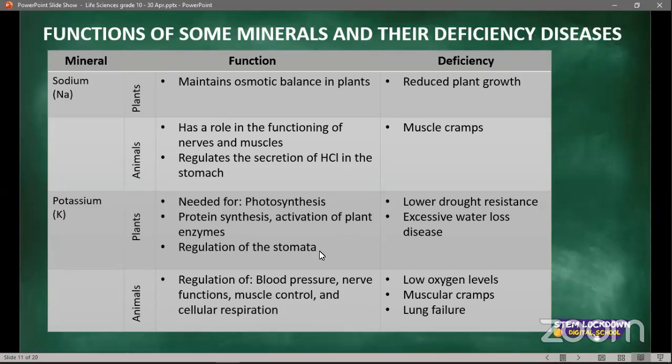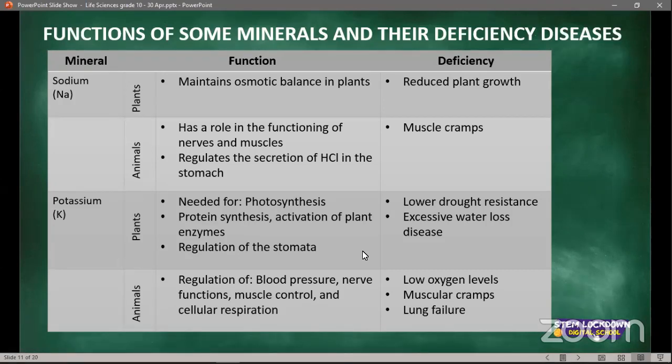And you know that the stomata is the openings found on your leaves, right? If I am wrong, do tell me. It is found on your leaves or your stems and other organs of a plant. So if there's excessive water loss, it means that potassium is deficient in the plant.